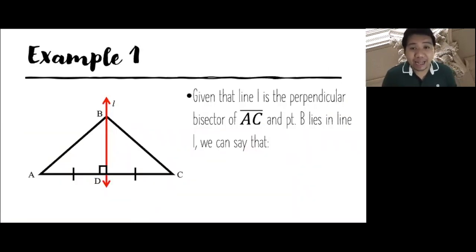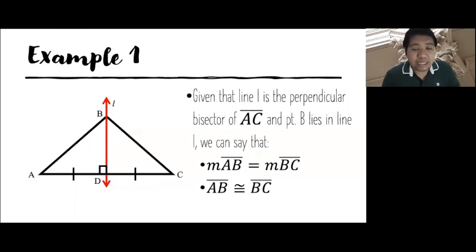Given that line L is the perpendicular bisector of segment AC and point B lies in line L, we can say that the measure of segment AB is equal to the measure of segment BC. Dahil equal ang measure ng line segment AB at line segment BC, pwede nating sabihin na line segment AB is congruent to line segment BC. That's example number 1. Proceed tayo sa example number 2.